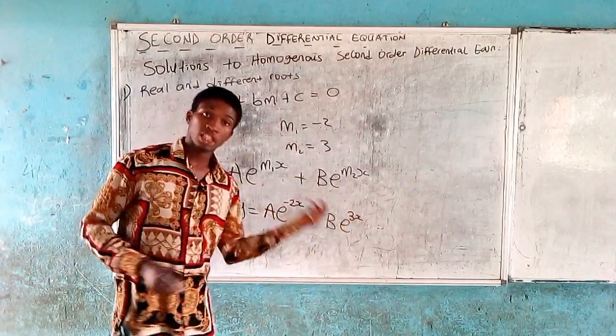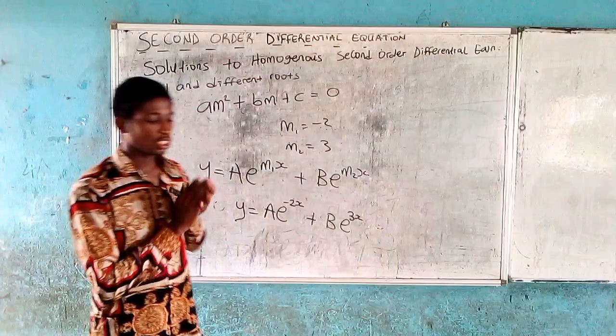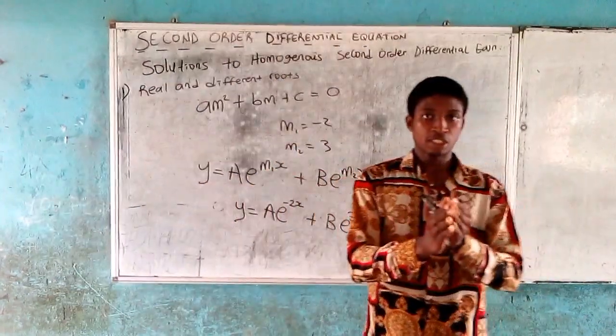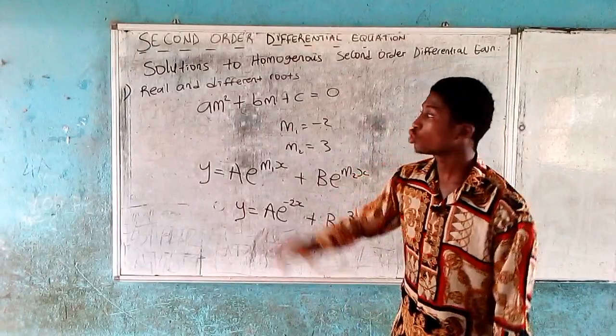3x, and that will be the answer. This is when the roots are real and different. Now let's go into case 2.